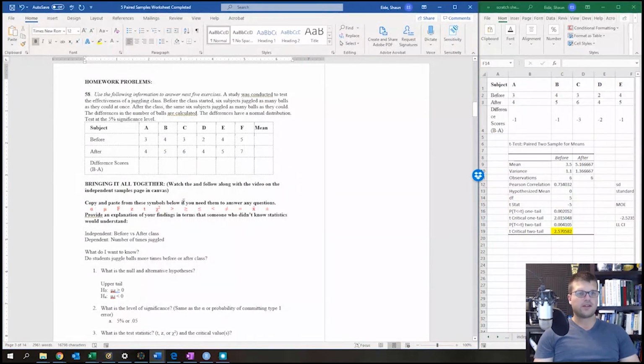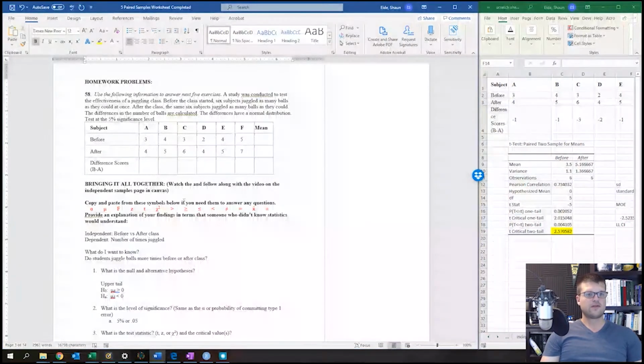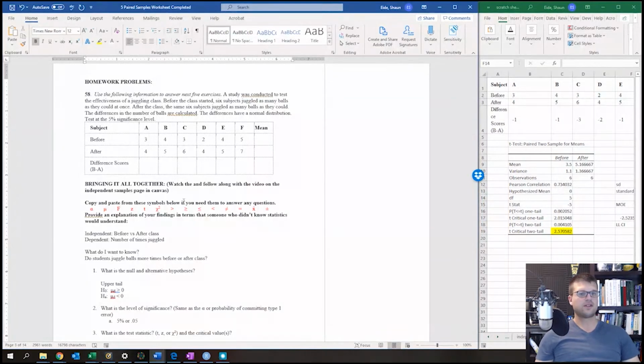So, a study was conducted to test the effectiveness of a juggling class. Before the class started, 6 subjects juggled as many balls as they could at one time. After the class, the same 6 subjects juggled as many balls as they could. The difference in the number of balls is calculated. The difference has a normal distribution. Test at a 5% significance level.